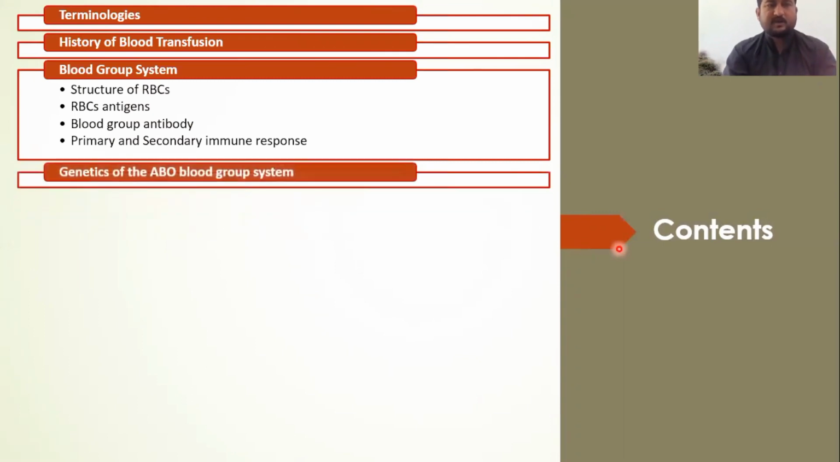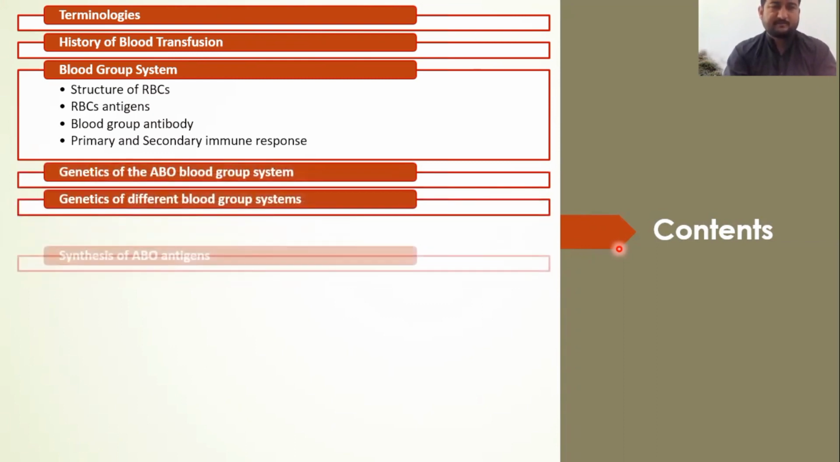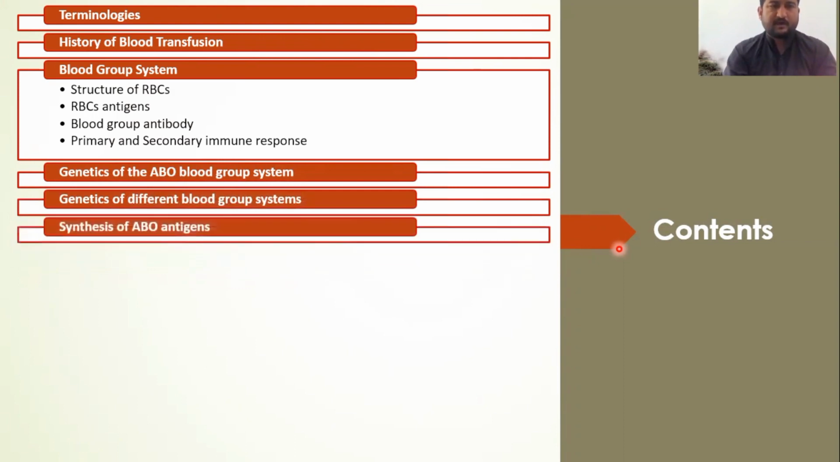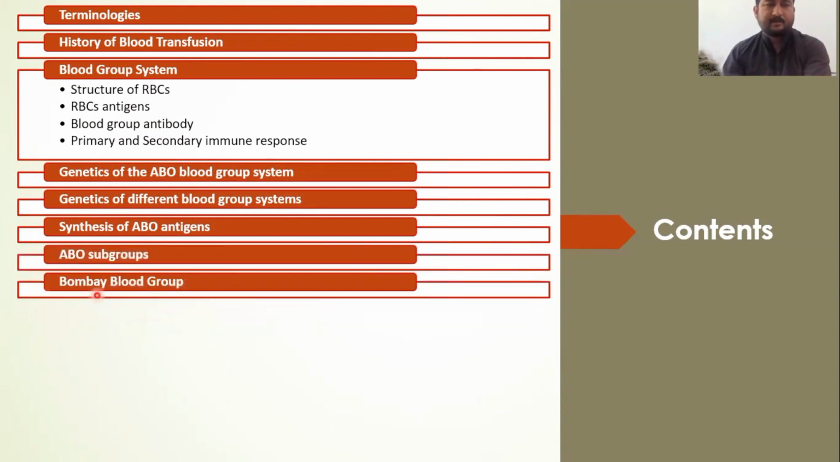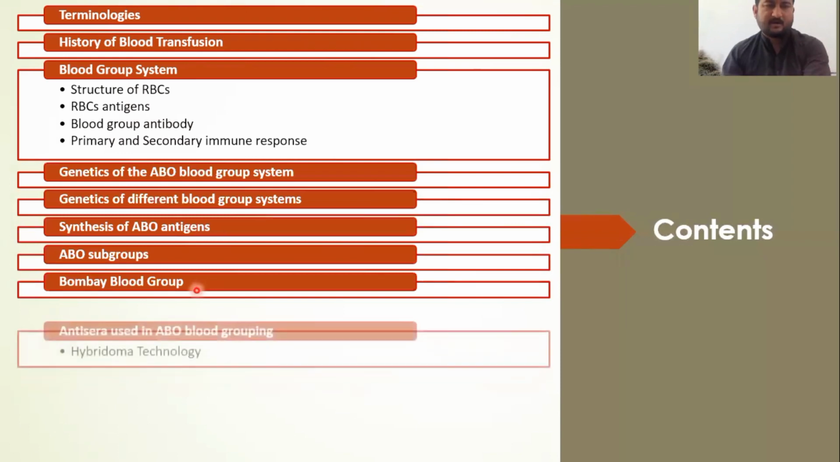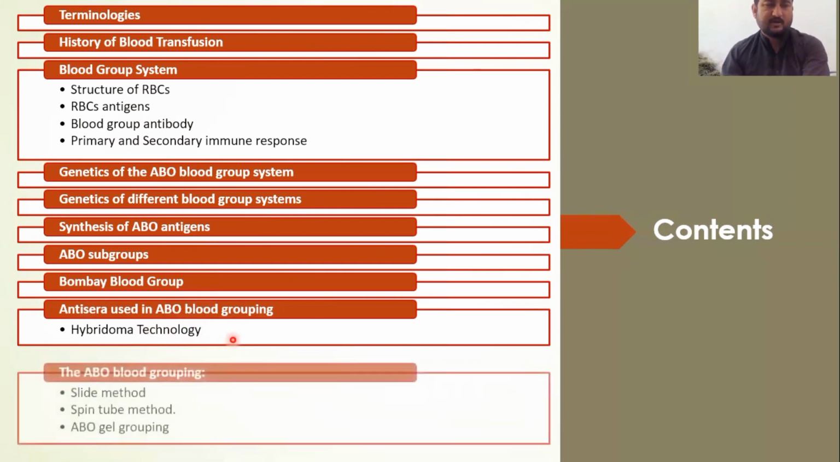Then genetics of the ABO blood group system, genetics of different blood group systems, synthesis of ABO antigens, how the ABH antigens are synthesized over the surface of RBCs. Then ABO subgroups, then the Bombay blood group system will be discussed in this video. Antisera used in ABO blood grouping. This antisera is synthesized by using hybridoma technology. This technology will also be discussed in this video in detail.